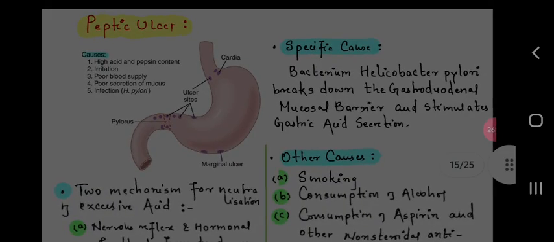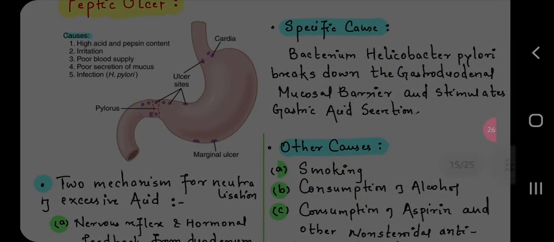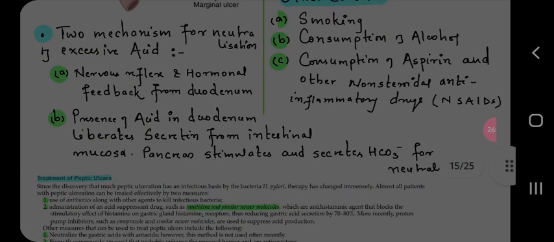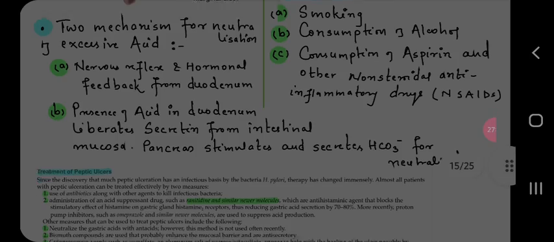Specific causes: the bacterium Helicobacter pylori breaks down the gastrointestinal mucosal barrier and stimulates gastric acid secretion. Other causes: smoking, consumption of alcohol, and consumption of aspirin and other non-steroidal anti-inflammatory drugs, NSAIDs. Mechanism for neutralization of excess acid: nervous reflexes and hormonal feedback from the duodenum. The presence of acid in the duodenum liberates secretin from the intestinal mucosa, which stimulates the pancreas to secrete bicarbonate for neutralization.